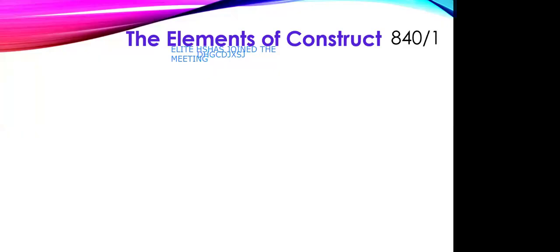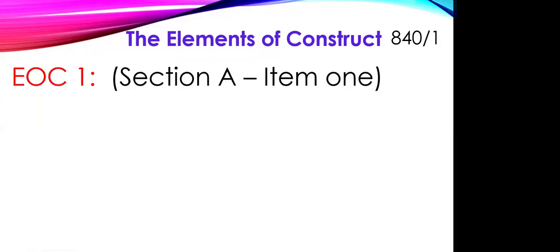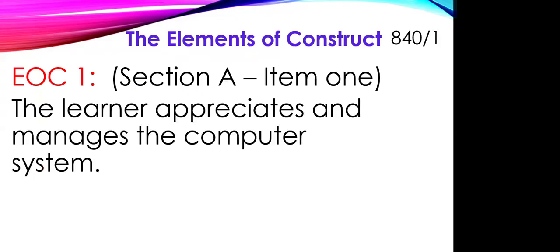In elements of construct, there are basically three elements of construct. Element of construct number one goes in section A, item 1, which tells us that the learner appreciates and manages the computer system. So all the items that are given to us in item 1 are basically about you appreciating, managing and using the computer system. Computer system may involve and accompany a number of items, including hardware and software.